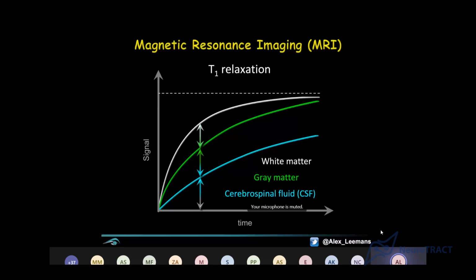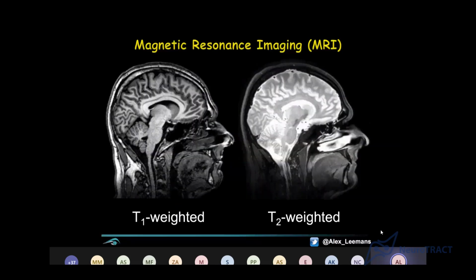Okay, and so when we look at an image, the differences in image contrast that we get are due to the different relaxation properties of the different tissues. And here you see an example of a T1 weighted and a T2 weighted image. Okay, so I hope this 10-minute explanation of MRI kind of sinks in. So we will be looking at relaxation properties, induced relaxation properties, I should say.